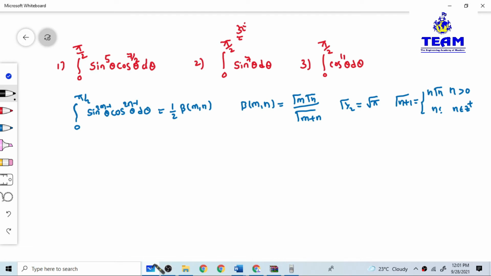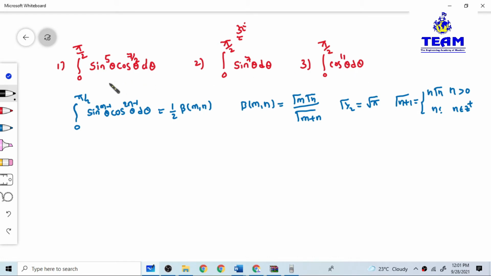Friends, in this video we are solving problems on application of the beta gamma functions. Here you observe, friends, there are three problems. First problem is integral 0 to pi by 2 sine to the power of 5 theta cos to the power of 7 by 2 theta d theta. Second problem, integral 0 to pi by 2 sine to the power of 7 theta d theta. Third problem, integral 0 to pi by 2 cos to the power of 11 theta d theta.